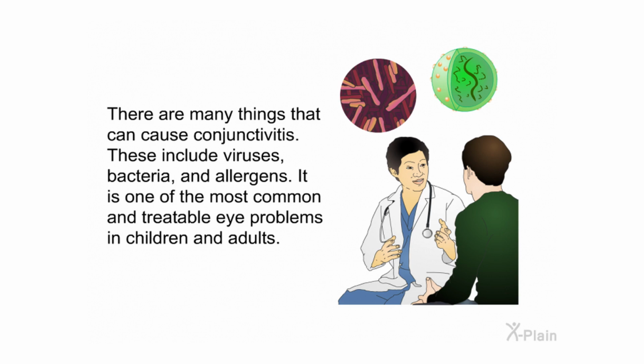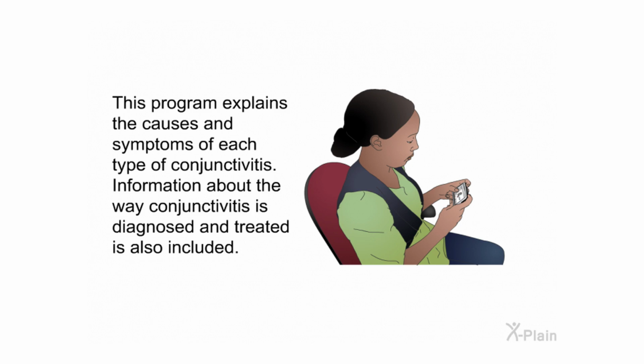There are many things that can cause conjunctivitis. These include viruses, bacteria, and allergens. It is one of the most common and treatable eye problems in children and adults. This program explains the causes and symptoms of each type of conjunctivitis. Information about the way conjunctivitis is diagnosed and treated is also included.